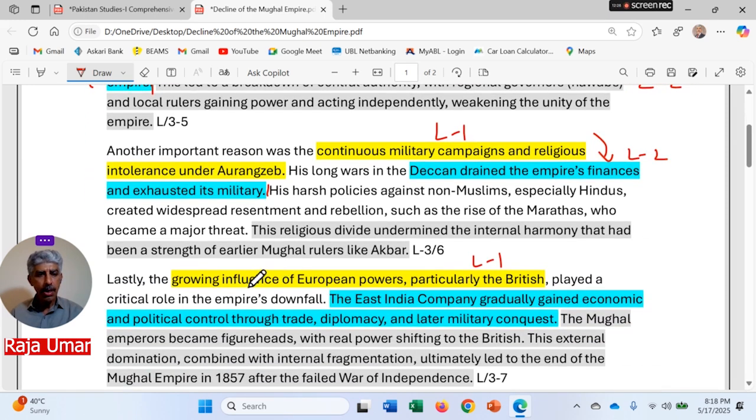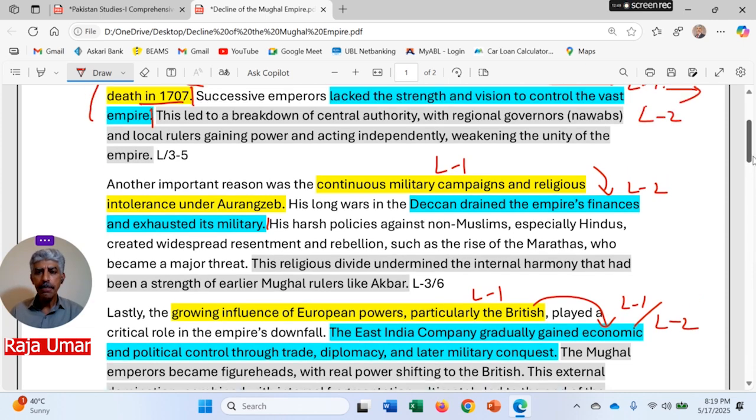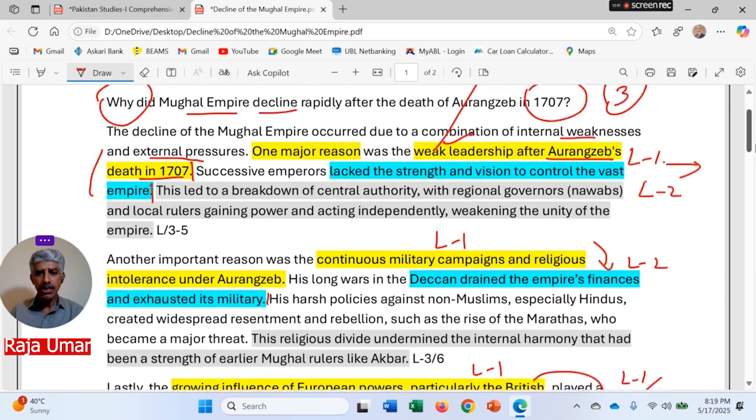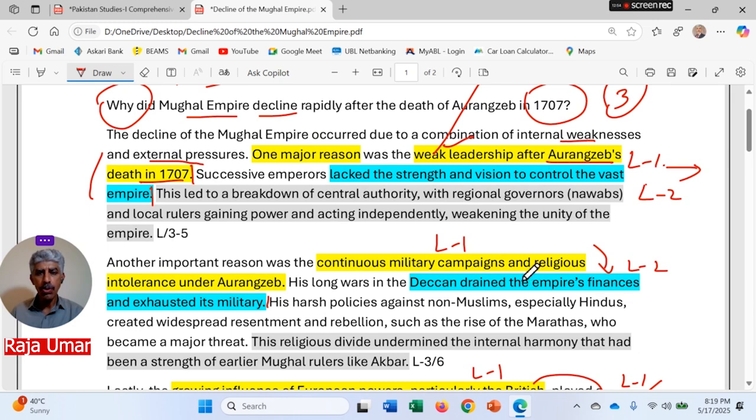And the third one over here: "Growing influence of European powers, particularly the British," this is a level 1 sentence, "played a critical role in the empire's downfall. East India Company gradually gained economic and political control through trade, diplomacy, and later military conquest." So, a jump from level 1 to level 2. So over here, if these three jumps are done, from yellow to blue, yellow to blue, yellow to blue, the student can gain 4 marks out of 7.